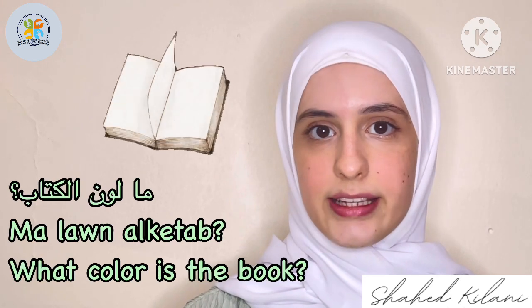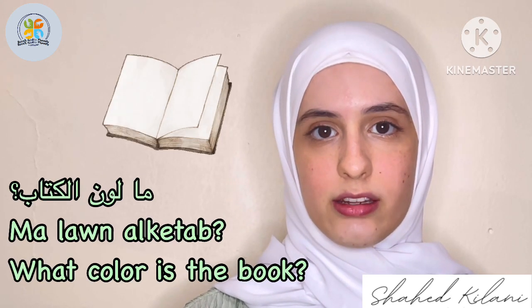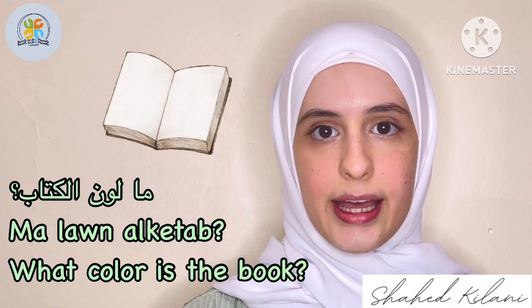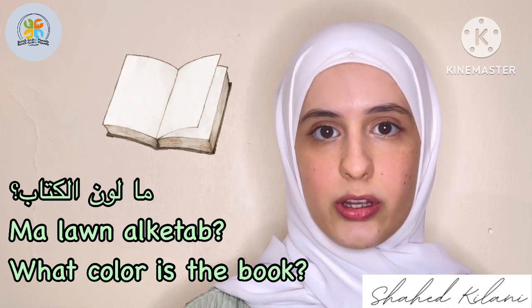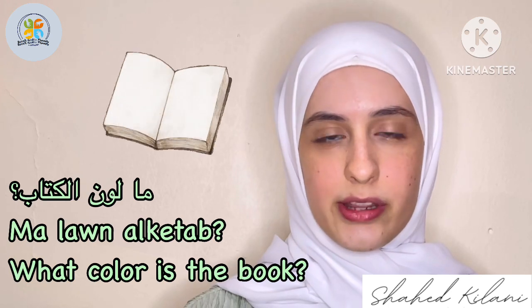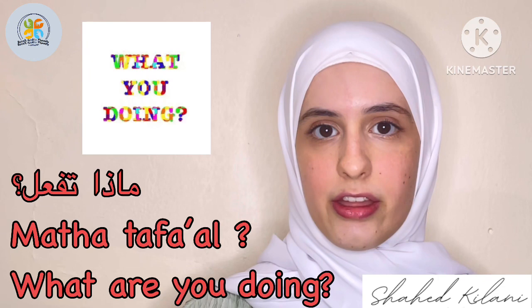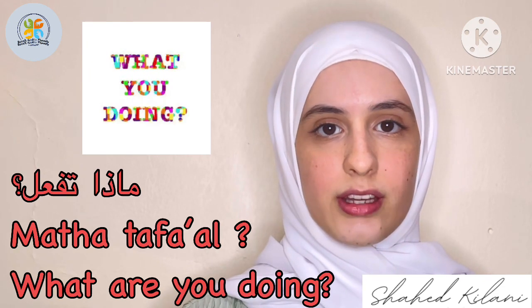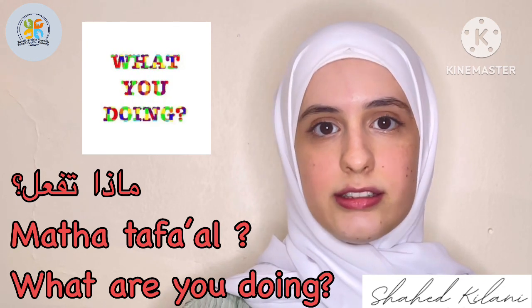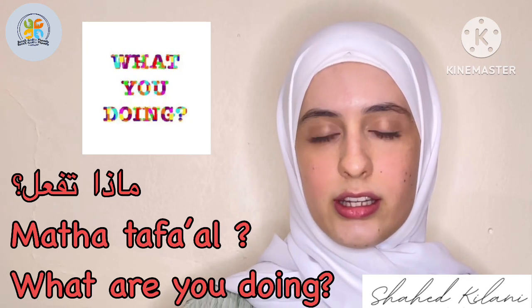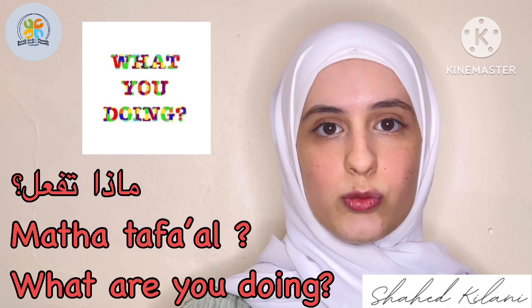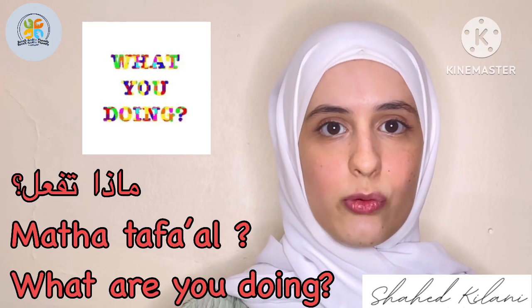For example, ما لون الكتاب. Again, ما لون الكتاب, which translates to what color is the book. So there is no verb in the sentence. An example for ماذا is ماذا تفعل. Again, ماذا تفعل, which translates to what are you doing. In this sentence, there is a verb which is doing. That's why we used ماذا.